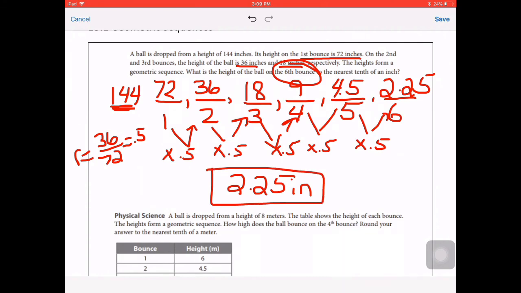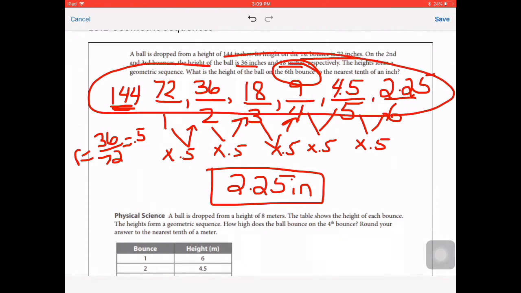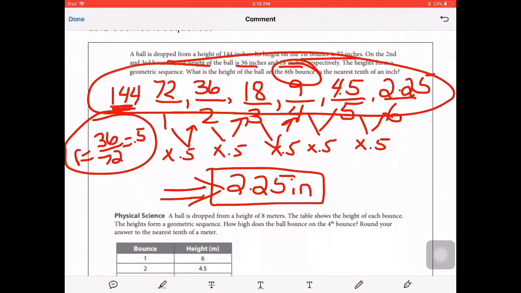Please take a moment to make sure that you have written down the whole series of numbers, as well as how you found the common ratio, the 36 over 72, and your answer. If you need to pause to re-watch or record, please do so, and then just hit play when you're ready to continue on.